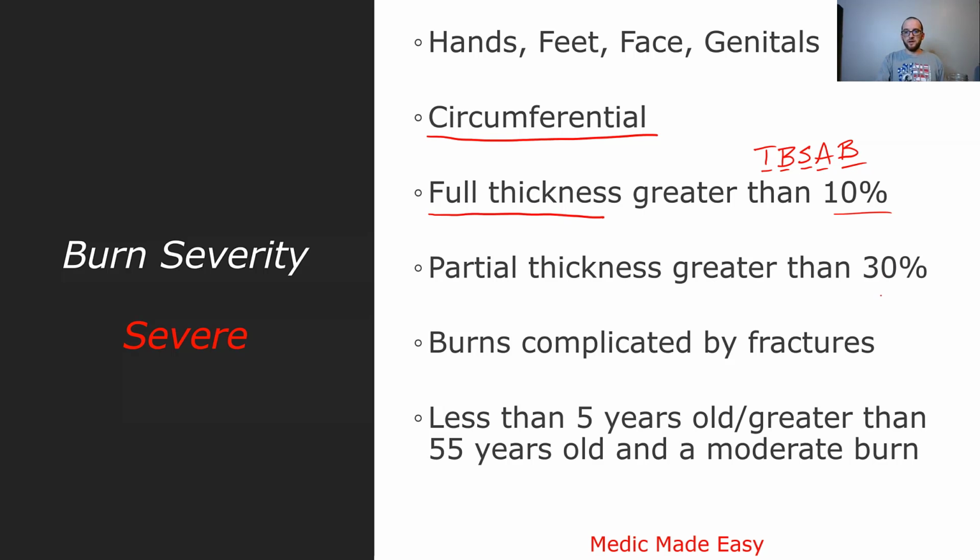A partial thickness greater than 30% of the total body is considered severe. Remember, this is any of them. Right? So if they have just a superficial burn, but they have one burn that's circumferential, it's considered a severe burn patient. Right? It's not that they have to have all of these bullet points to be considered severe. Any one of them makes it a severe burn by definition. So partial thickness greater than 30. Right? Burns complicated by a fracture.